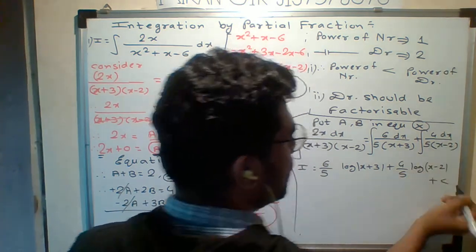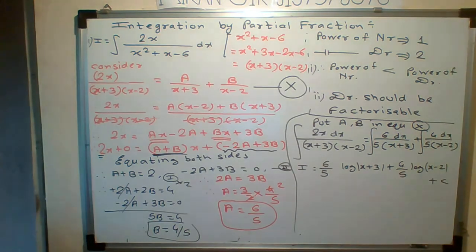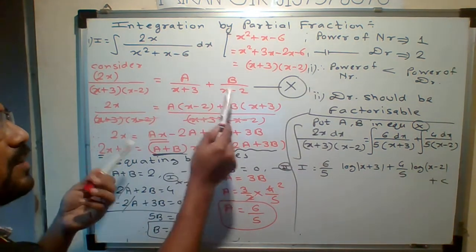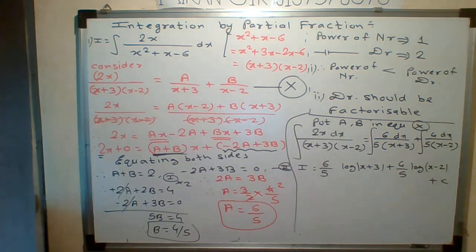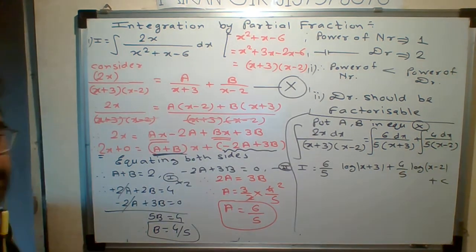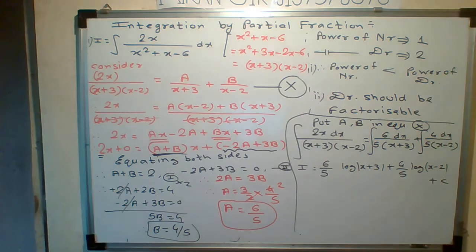So in every problem we have to do this. You have to find a and b. Once you get a and b, the formula will be the same. The integration of 1 upon x is log x, so the integration of 1 upon x plus 3 is log of x plus 3. Okay, hope you understood this numerical. Please copy.